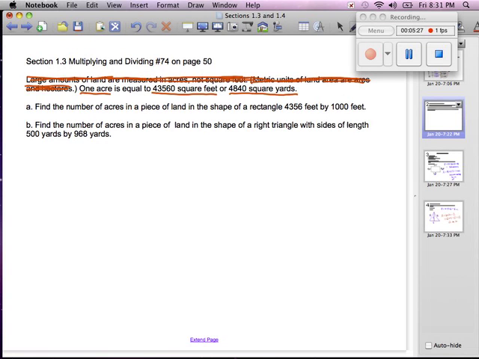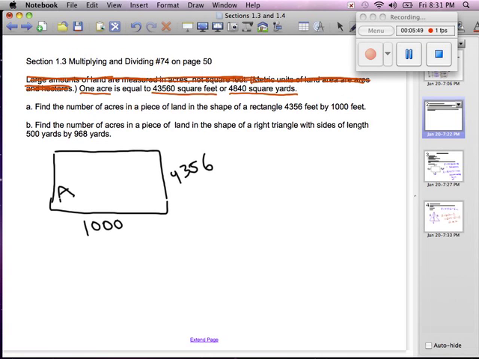Here we go. Find the number of acres in a rectangle. We're going to draw the rectangle and label it. 4,356 feet on this side, 1,000 feet on this side. Doesn't matter which side is which. Just label it. And to find the area, we're going to do the length times width. So we multiply these two, and we get 4,356,000.